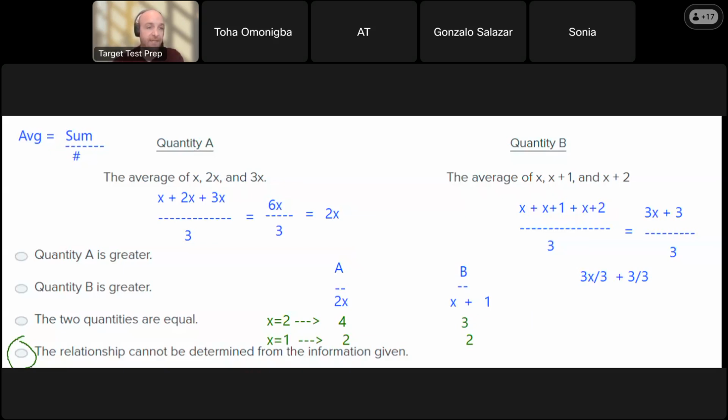Now that's if you tested the numbers. You are not required to do that. The other thing you can do is if you just want to take a more straightforward approach with the numbers themselves, I could say, okay, well, 2x, doubling the number, is that going to be bigger than increasing the number by 1? Well, not necessarily. I mean, it could be, but I don't know that for a fact.